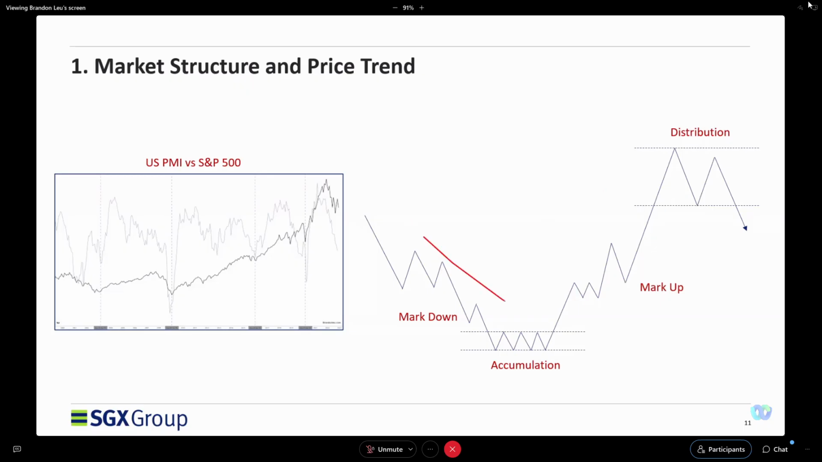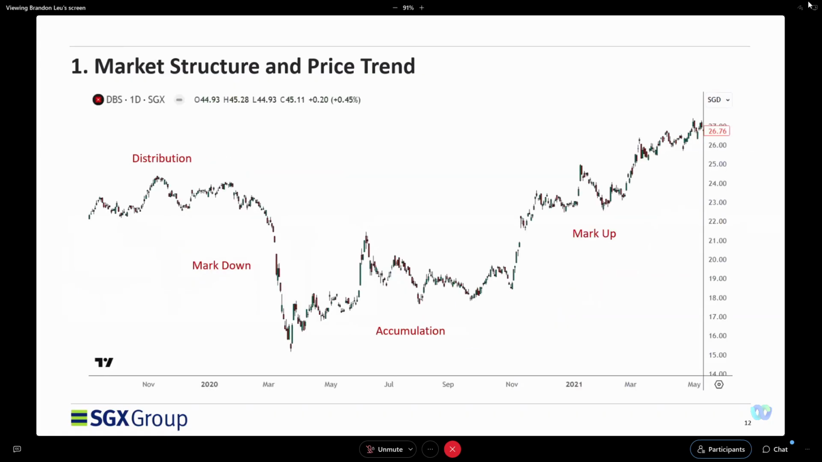So this is where the first thing we want to note when we look at the chart: which stage are we in? But how are we going to do that? It's not easy by using just the naked eye. So that is where the technical tools come in. Before that, I'll just show you how it looks in the chart.